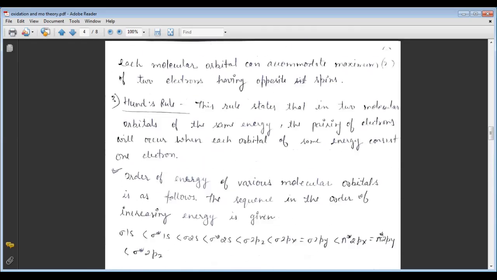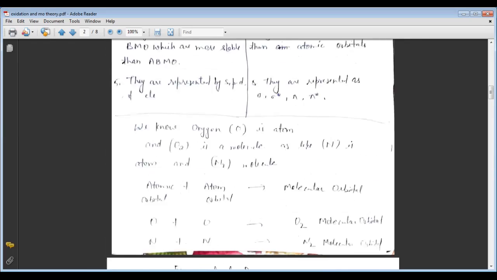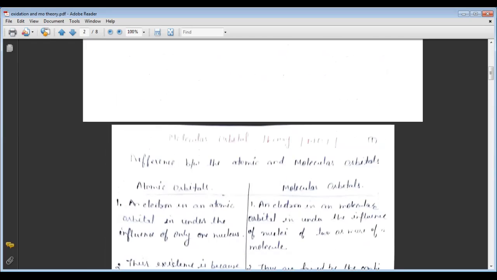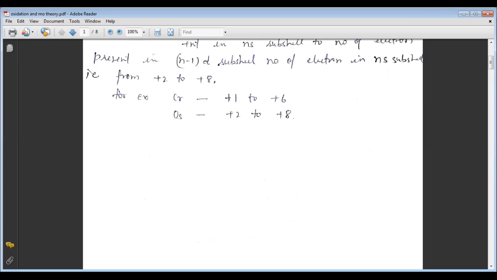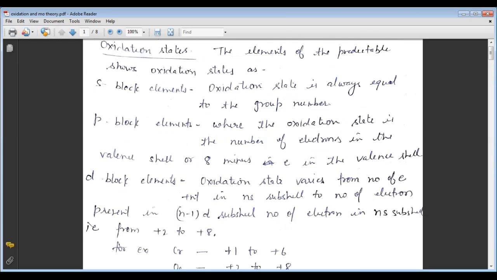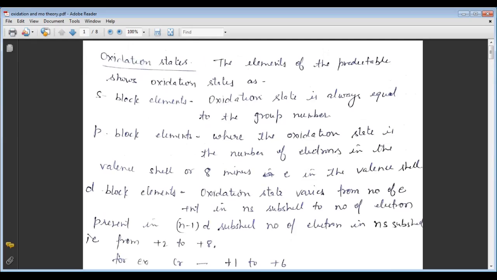And now the question for the students is: draw and explain the molecular orbital theory for the NO molecule. So now I stop my lecture. If you have a query, then contact me. Thank you.